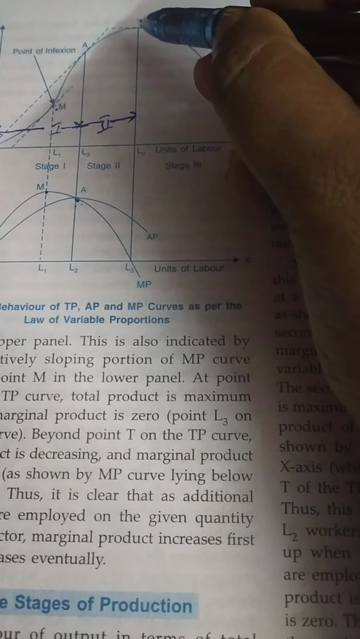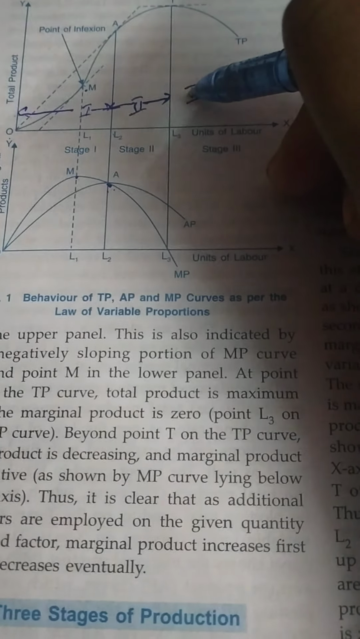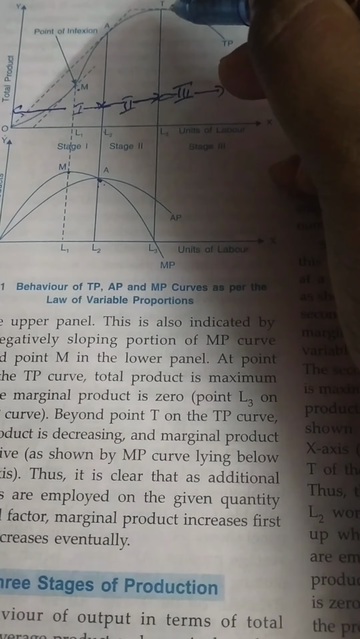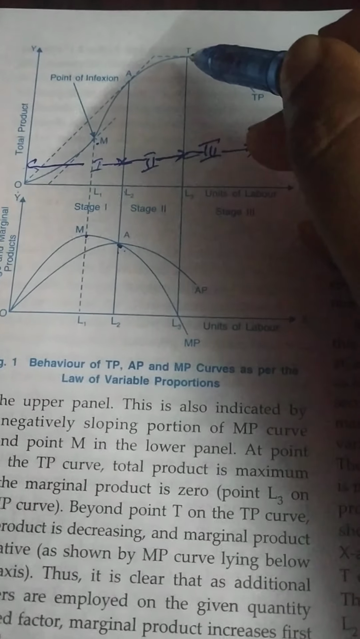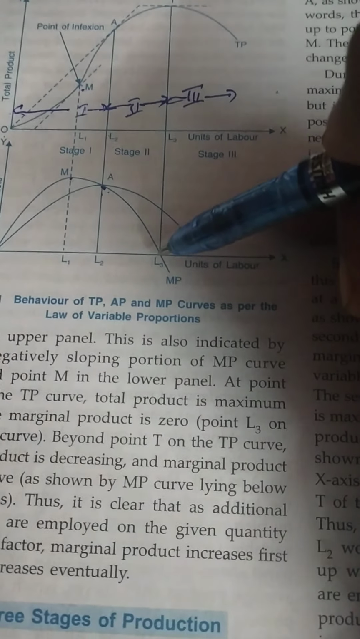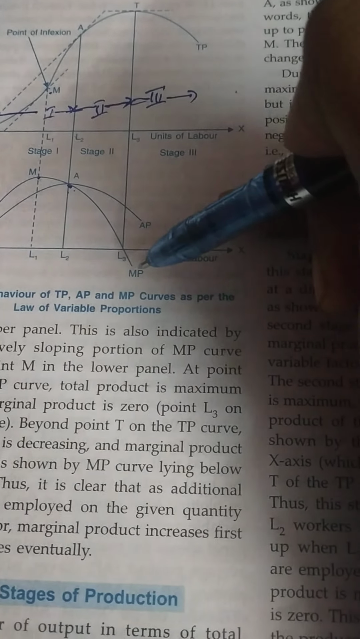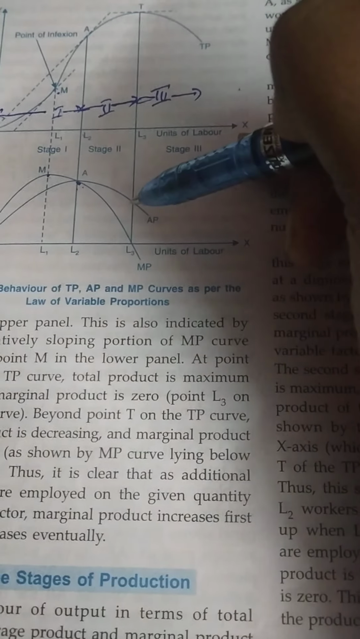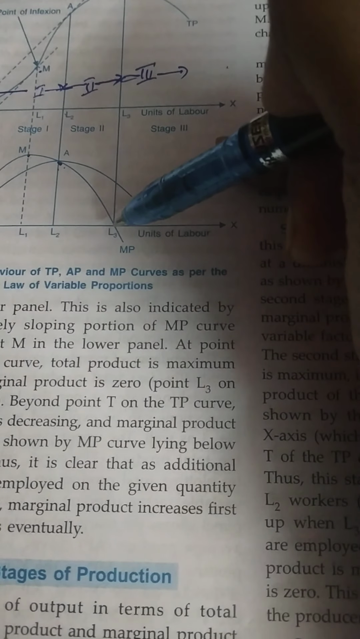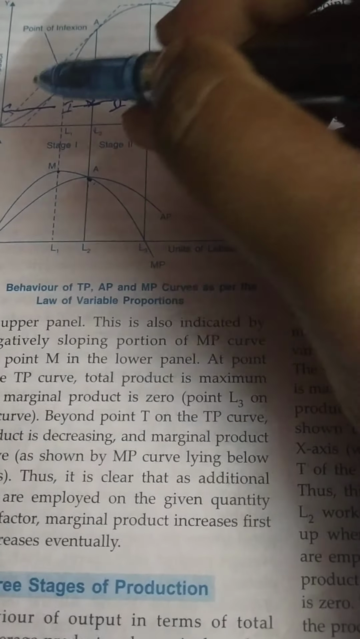Now the third stage, stage of negative return. It starts from the point where TP was maximum. So here is the third stage from here and it continues. This is the third stage where TP starts to fall from its maximum point. AP is still falling but positive, but MP becomes negative. So in the third stage, everything is falling. TP is falling, average product is falling but positive, and MP is going beyond the x-axis, meaning MP is becoming negative.